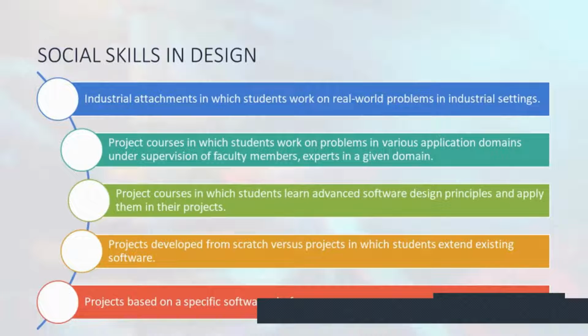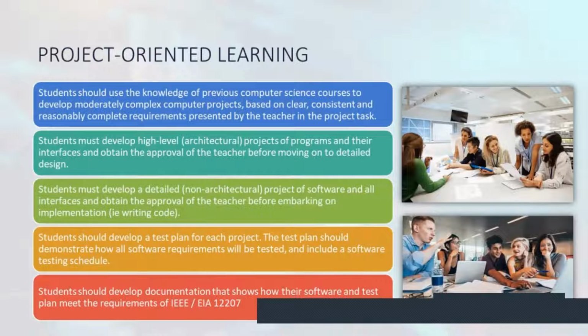Projects developed from scratch versus projects in which students extend existing software. Projects based on a specific software platform, such as .NET service, mobile device, or Facebook. Murtagh and Hamilton Jr. describe the organization of project-oriented learning, determining the following desired learning outcomes of students. Students should use the knowledge of previous computer science courses to develop moderately complex computer projects based on clear, consistent, and reasonably complete requirements presented by the teacher in the project task.